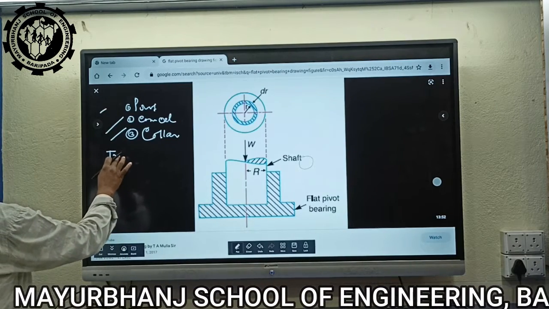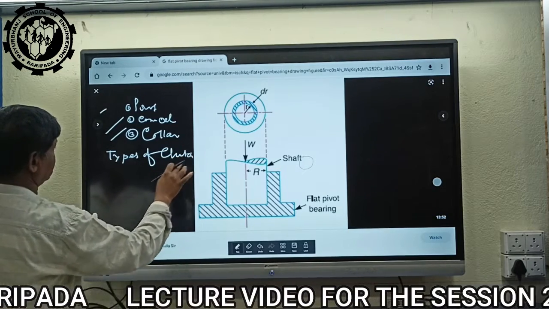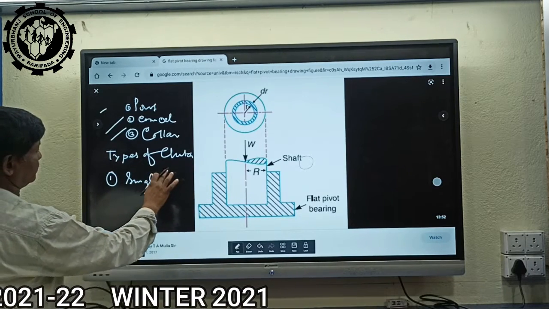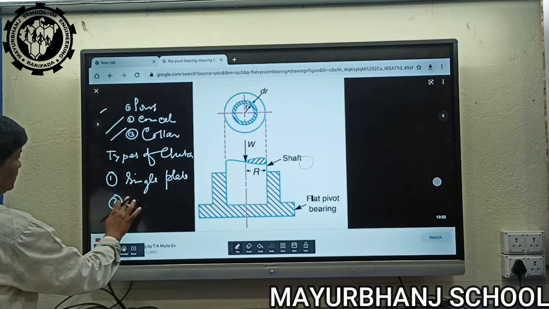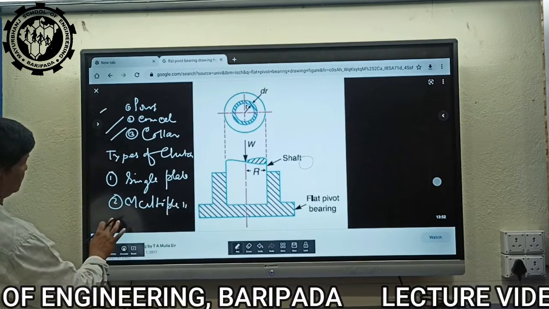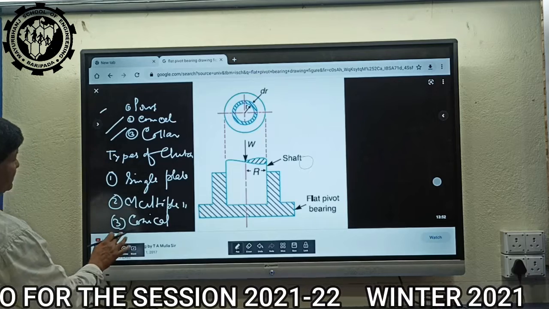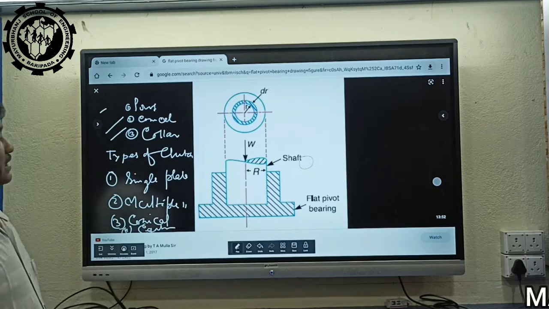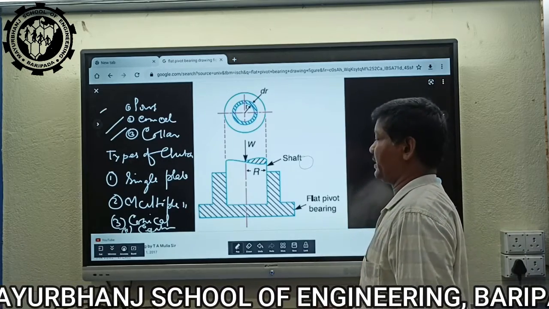Types of clutches. First one is the single plate clutch. Second is the multi-plate clutch. Third one is the conical clutch. Fourth is the centrifugal clutch. Now we will discuss the flat pivot bearing.